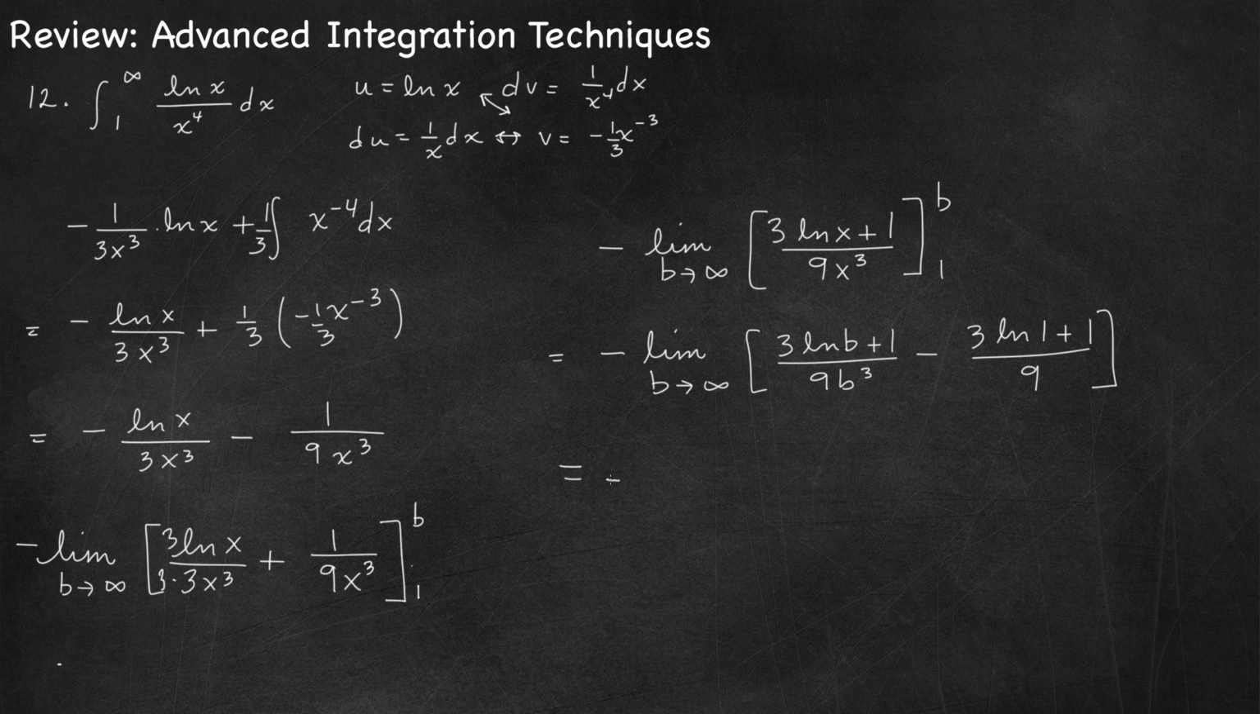Equals negative. Okay, so let's look at the limit now. If b is approaching infinity, this first term is going to approach 0 because the numerator is logarithmic, and that grows much slower than the denominator. The denominator is a power function. It's growing faster than the numerator, so that's just going to approach 0. So 0 minus. And then as b is approaching it, well, no, there's no b over here. So this is just 3 times the natural log of 1. Natural log of 1 is 0. So 0 plus 1 over 9. Yeah, so it's just negative 1/9, or 1 over 9.